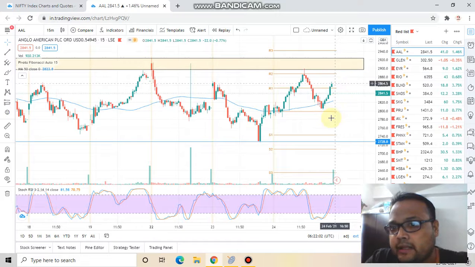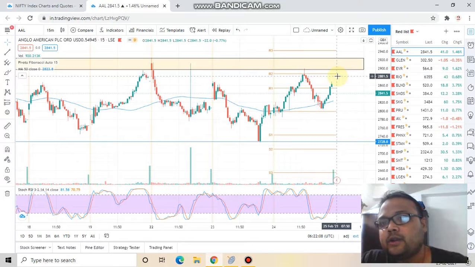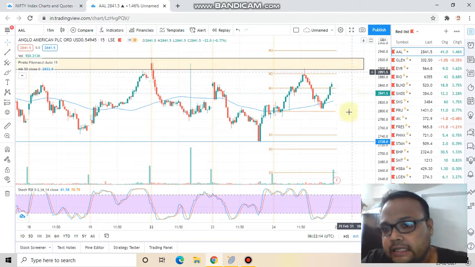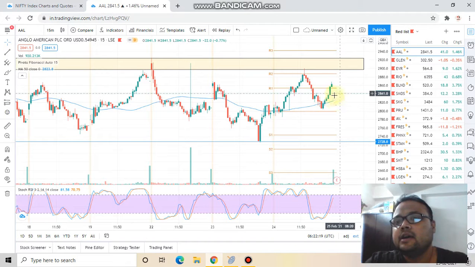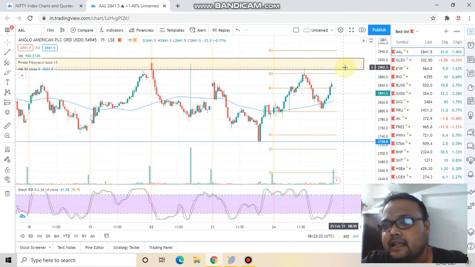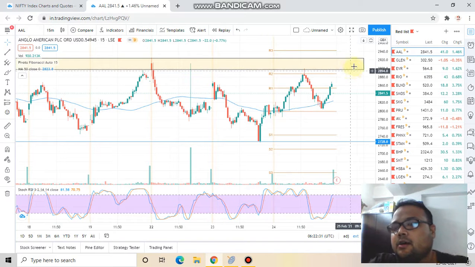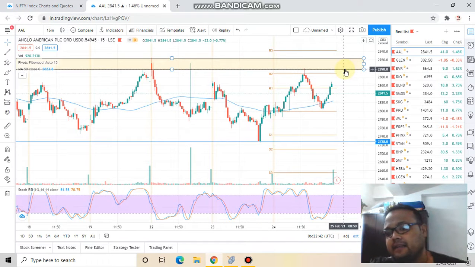So if the stock opens between these two ranges, I mean if the stock opens between 2728 and 2900, in between this range, then you just need to wait for these two levels. In case Anglo American goes up and hits the 2900 level and fails to break through, and if it shows some reversal sign like this or like this, then you can short it or you can sell.